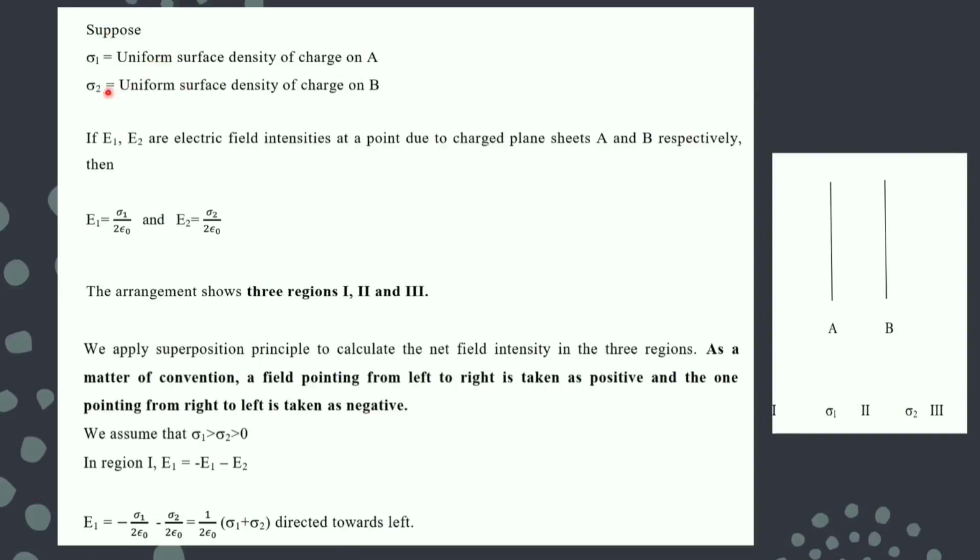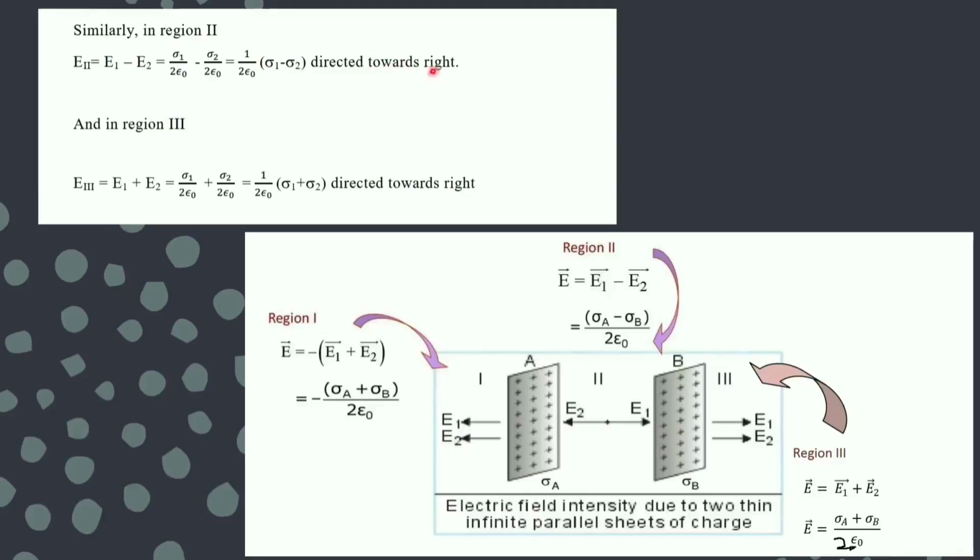Here we have written sigma 1 as the uniform surface charge density on A, sigma 2 as the uniform surface charge density on B, and E1, E2 are the electric fields. Here we have written in terms of sigma 1 and sigma 2. And the three regions we have already shown you with that diagram, so the things are very clear to you. This is for the first region, it is towards left. For the third region, it is towards right. For the second region, again it is towards right.